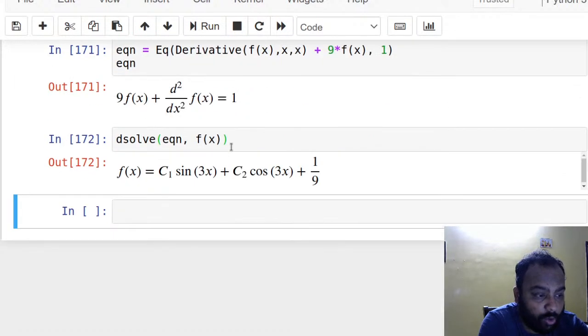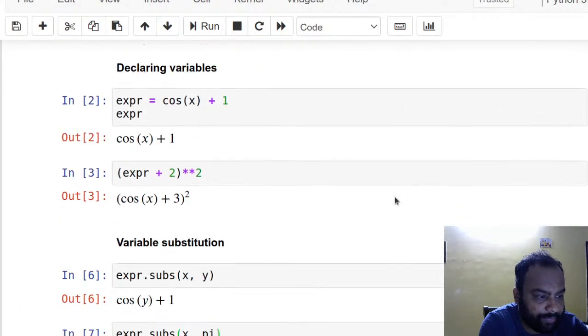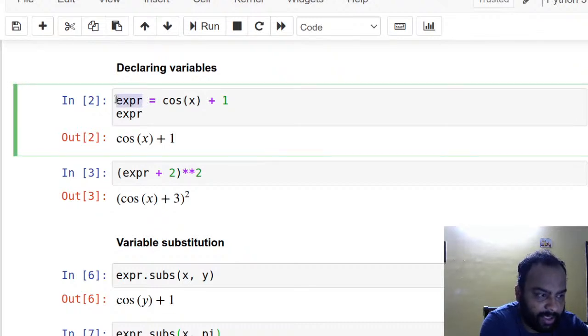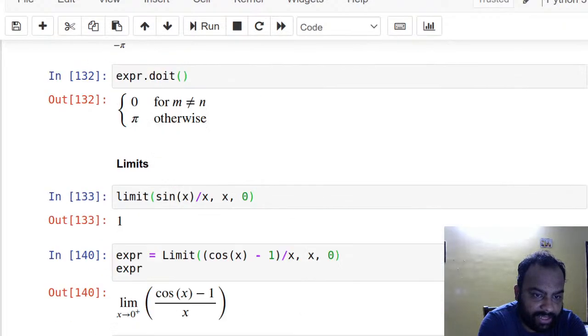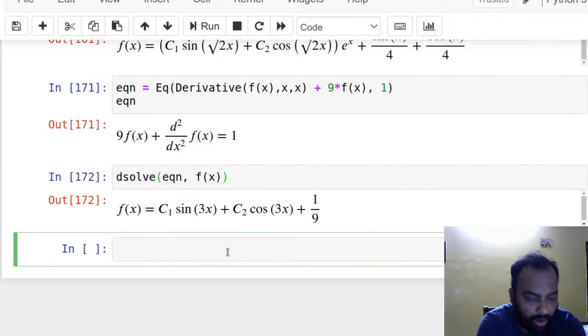But if you want to define any expression and treat it as a function, you don't need to do anything. Look at this one. At the very beginning we did this: cosine x plus 1. If this is your function, you don't have to say anything, right? This is your expression. But this is not an arbitrary expression, right? When we are solving differential equations, f(x) is an arbitrary expression, so that is treated as a function. I think you got that point, right?